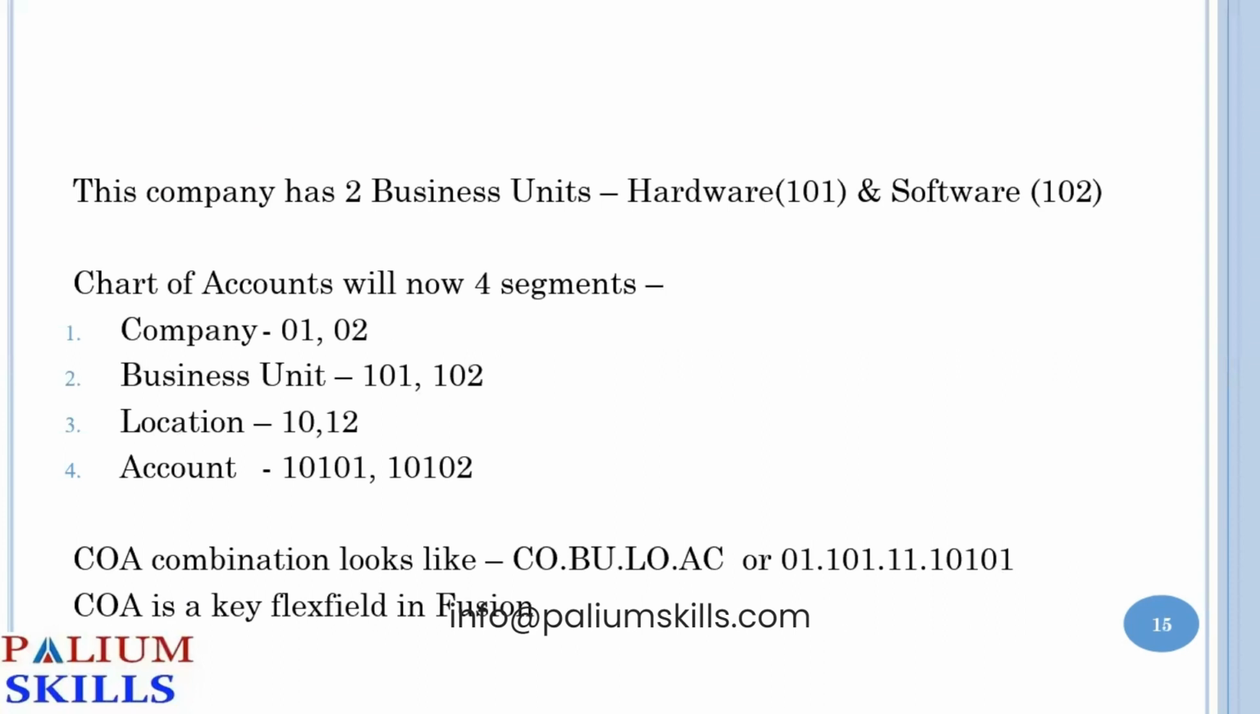So if the company now has two business units, one is hardware, one is software, 101 is the hardware, 102 is the software, you can have a chart of accounts which will have four segments. One is company, 01. Let's say there is only one company. Tomorrow, if they start another company, it will become 02. Business unit, 101, 102. Location, 10, 12. Account, 10101, 10102.